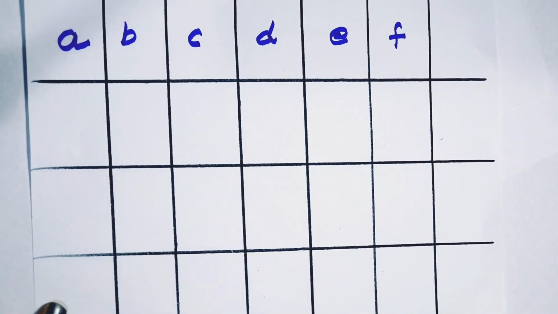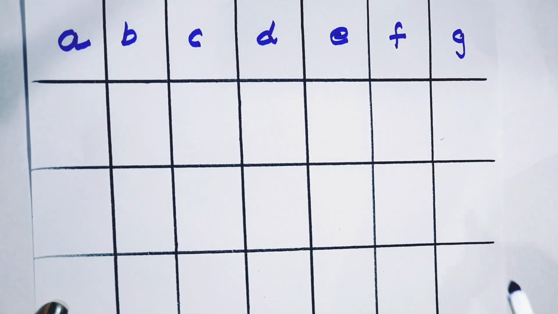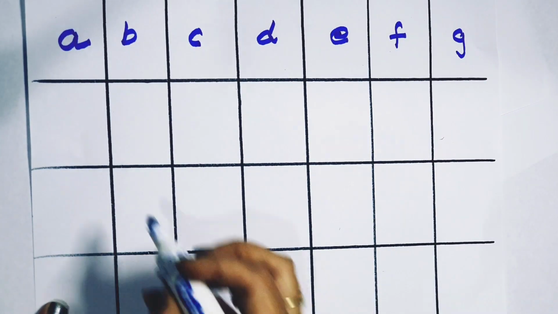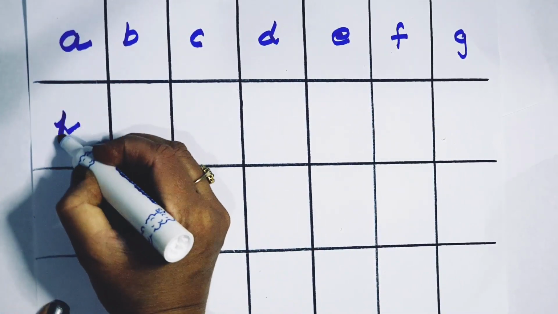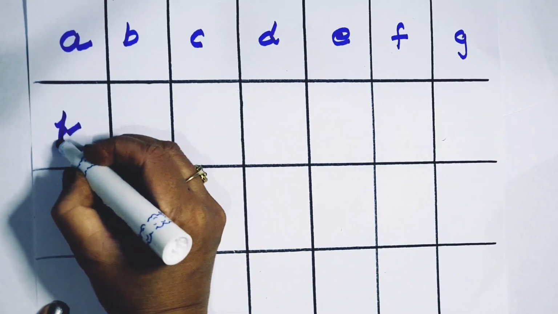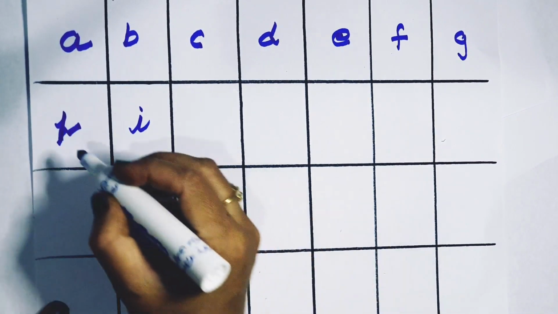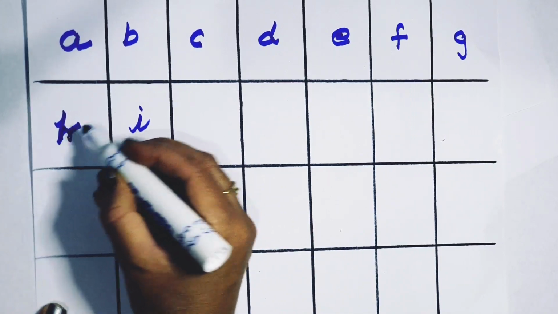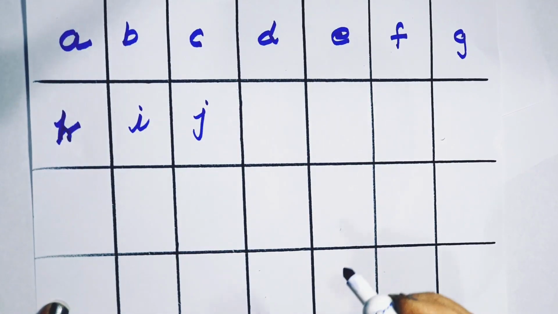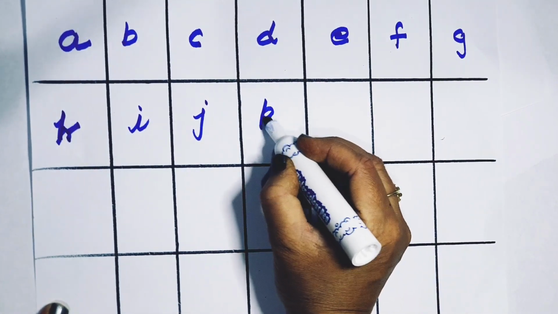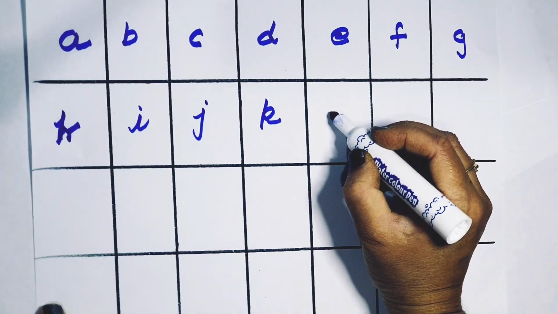F for fish. G for groundnut. H for home. I for ice cream. J for joker. K for kite.